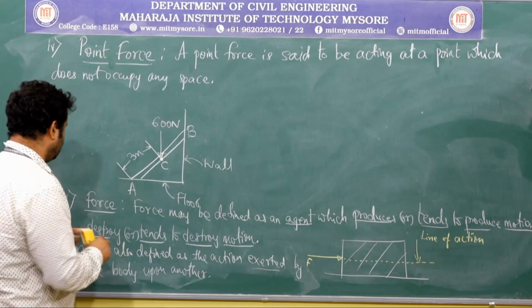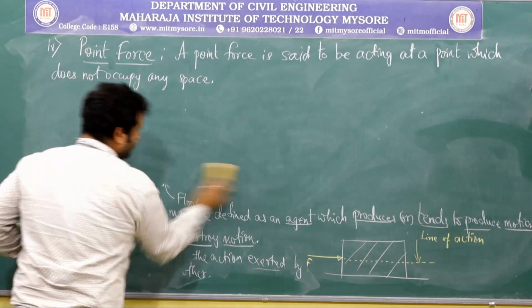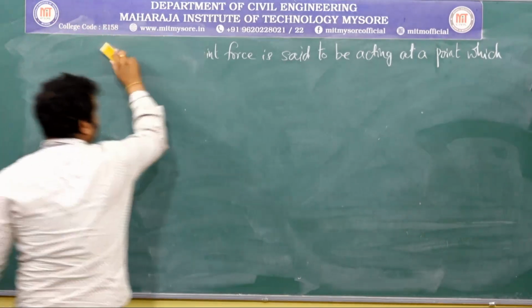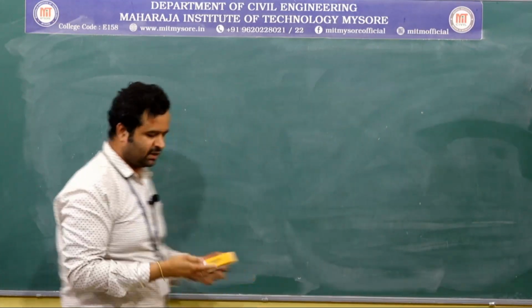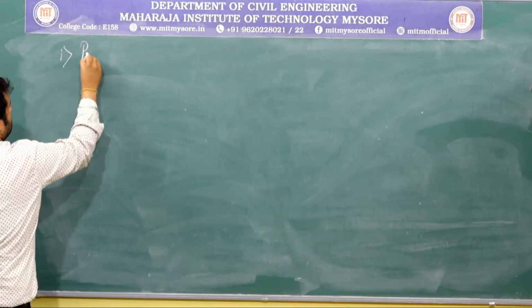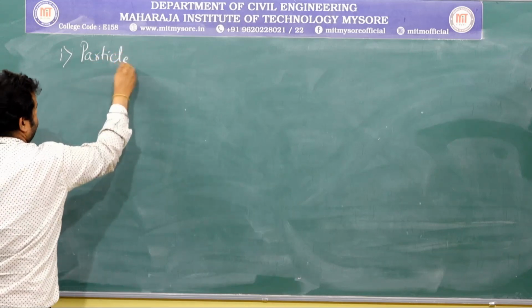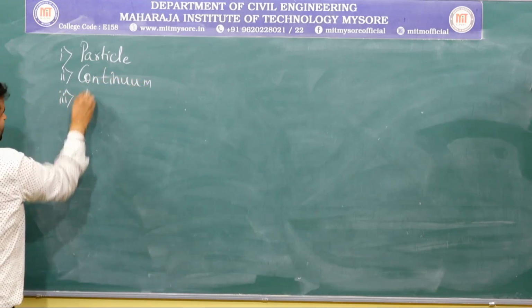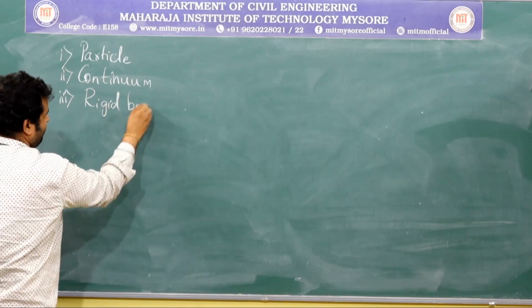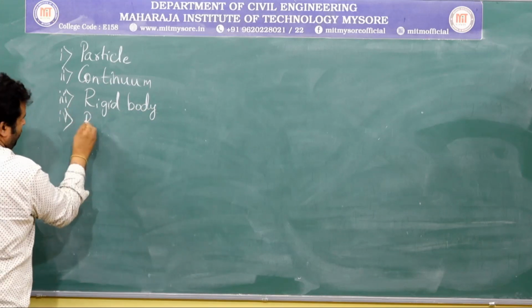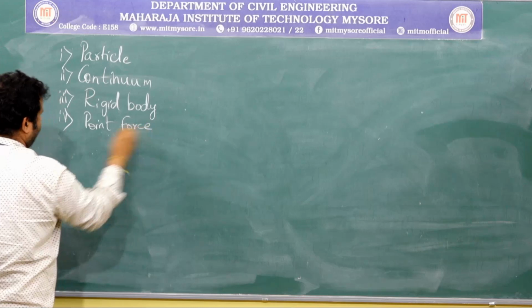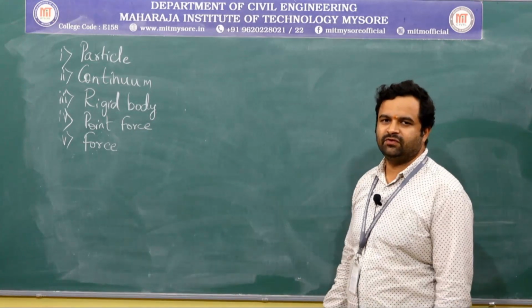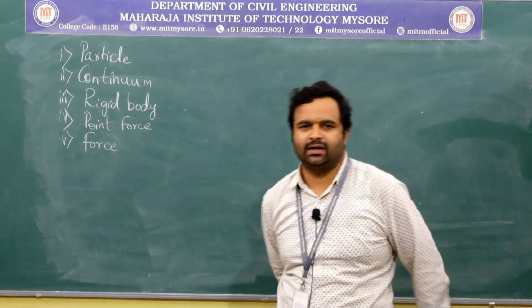Okay. So, let me list out the idealizations made. Which are the basic idealizations? Starting from particle, continuum, rigid body, point force, and the last is force. So, these are the basic idealizations that we need to assume to arrive at a solution for a practical problem.